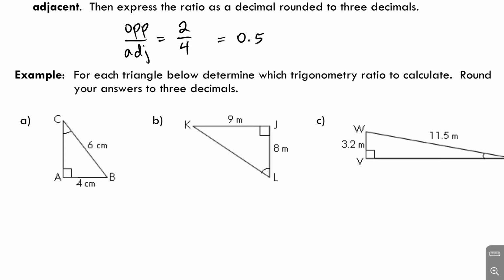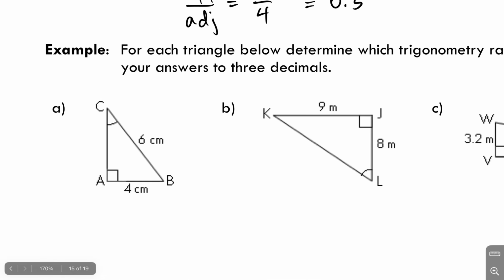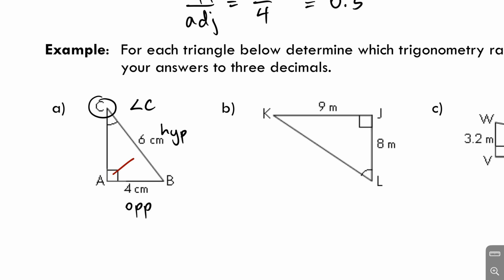So let's look at triangle A. We have the reference angle at C. Angle C is a reference angle. The 6 centimeters is our hypotenuse, and the 4 centimeters is our opposite side. How do I know? Well, the hypotenuse is always across from the 90-degree angle, and 4 centimeters is all opposite that of angle C. It's all the way across from it. It's not touching the angle, it's all the way on the other side.